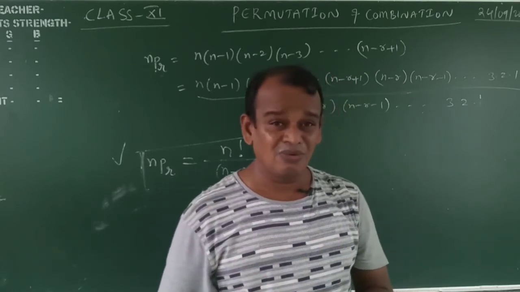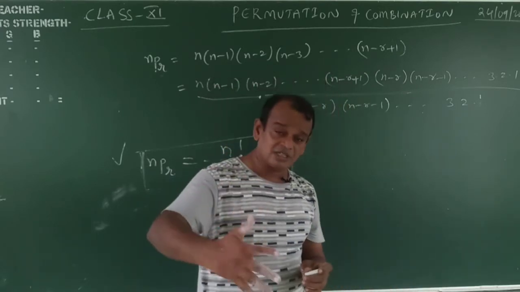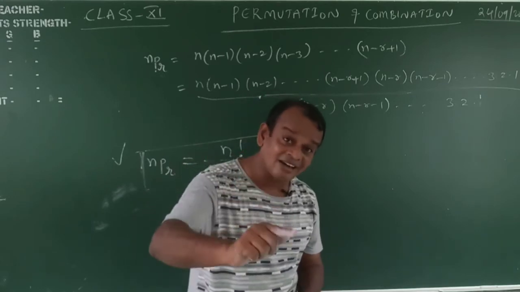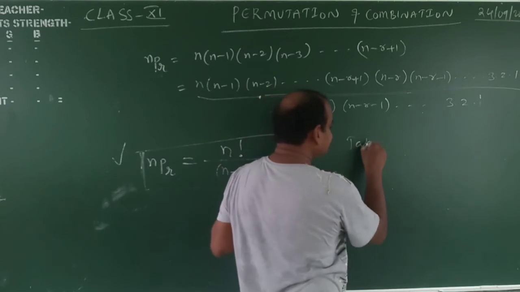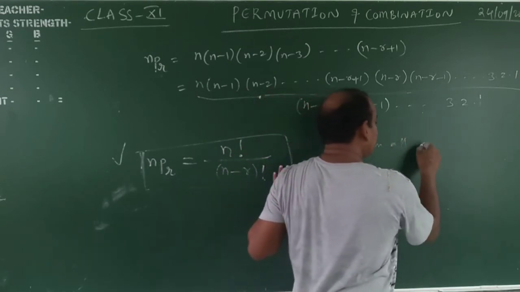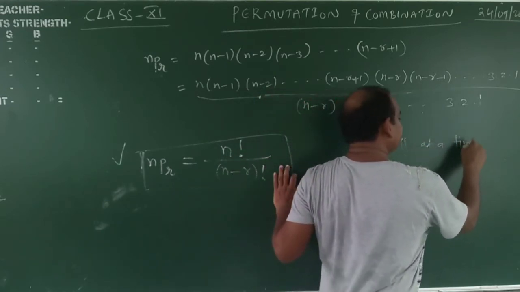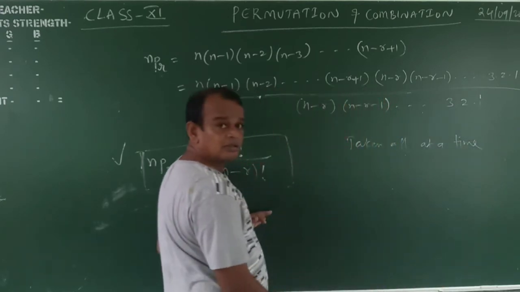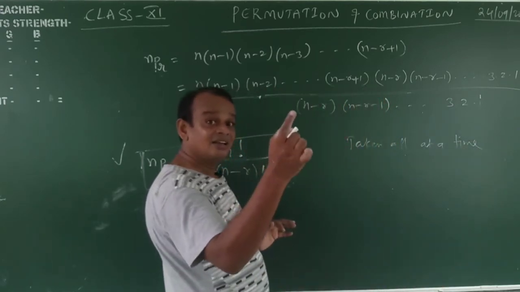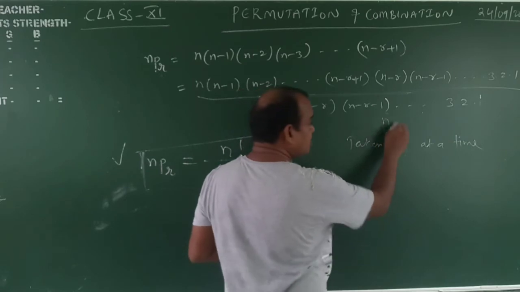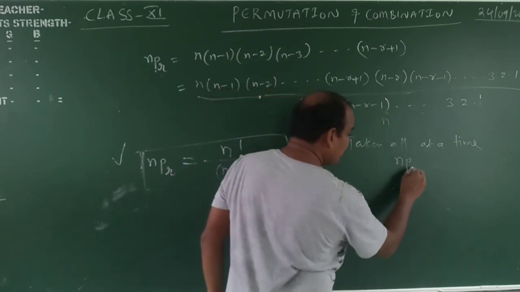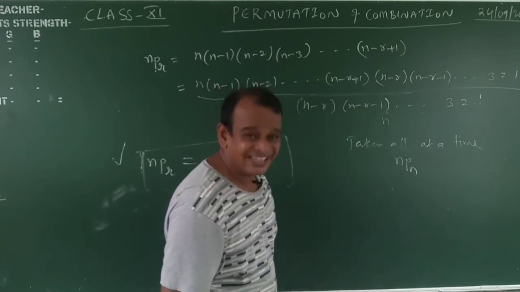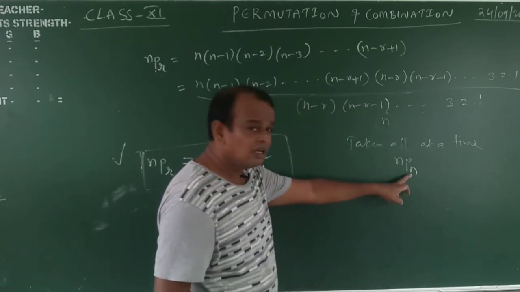The number of permutations of n different things taken all at a time. Taken all, not r, all. How many objects are there? n objects are there. We will take all. All means nPn. What is the meaning of this one? nPn means how many factors?